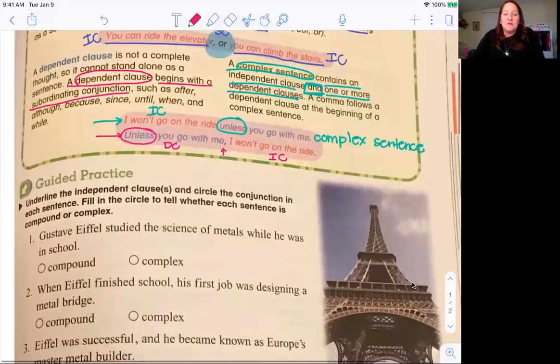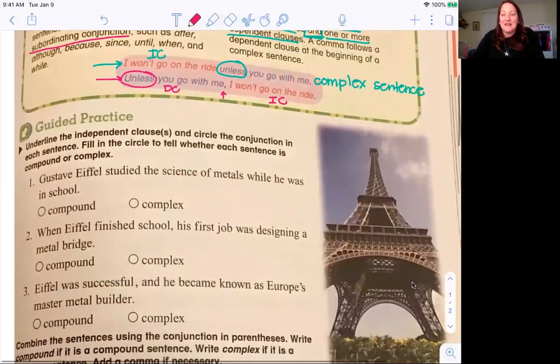Okay, let's look at our guided practice. It says, underline the independent clauses. They can stand by themselves. And circle the conjunction in each sentence. Okay. Fill in the circle to tell whether each sentence is compound or complex. Well, let's look at the first one. Gustave Eiffel, ooh, that's why there's a picture of the Eiffel Tower there. Gustave Eiffel studied the science of metals while he was in school. So we have to kind of look, and actually when we're reading, we kind of pause where the sentence would naturally pause.